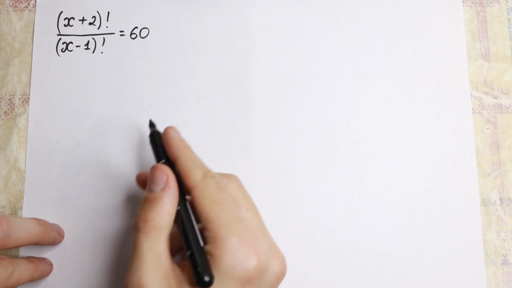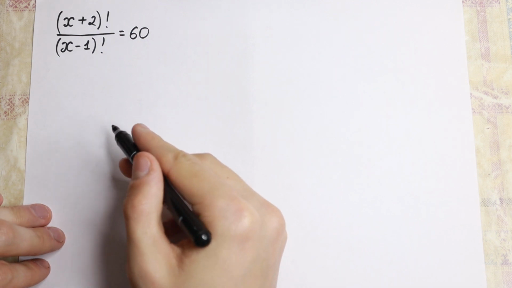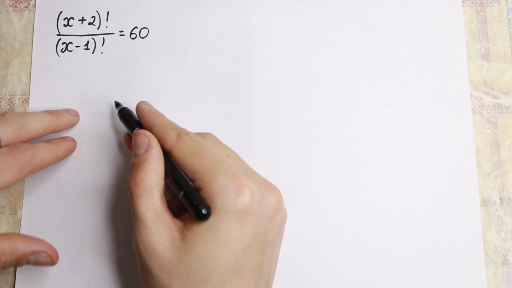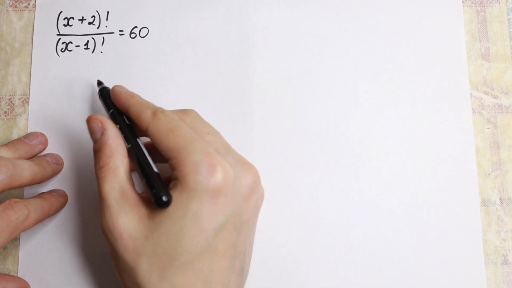Today we have an interesting and really good algebra problem with factorials, so I hope you will enjoy this video. So let's try to solve this interesting algebra problem. We have a numerator, we have a denominator, so how can we go with it? Take a look. At first I want to write a rule.